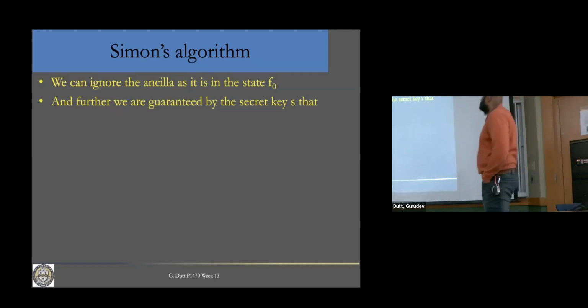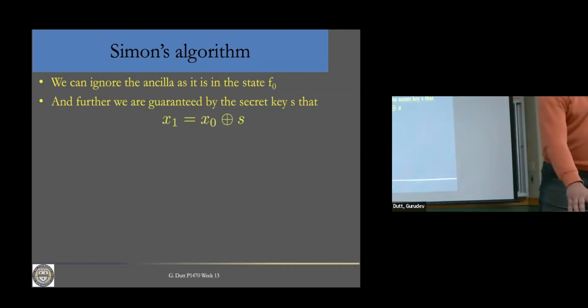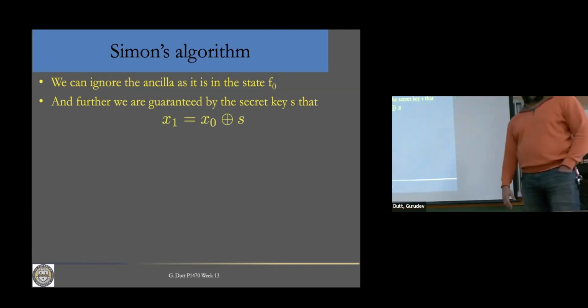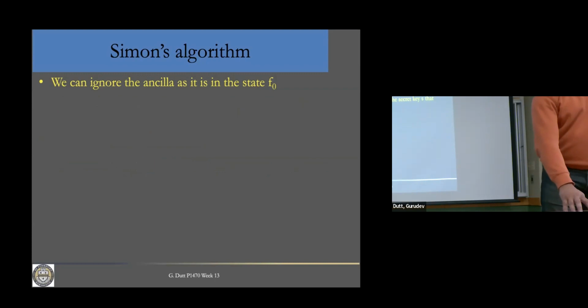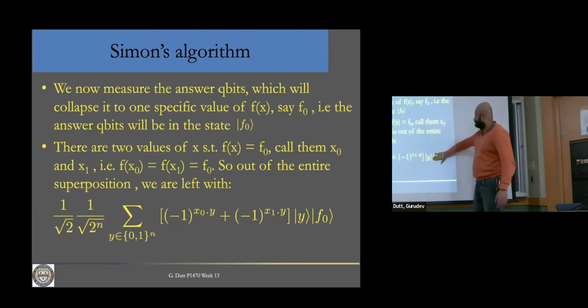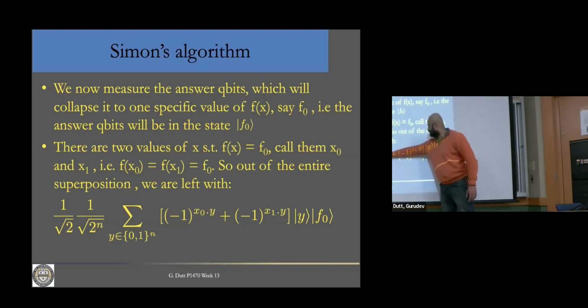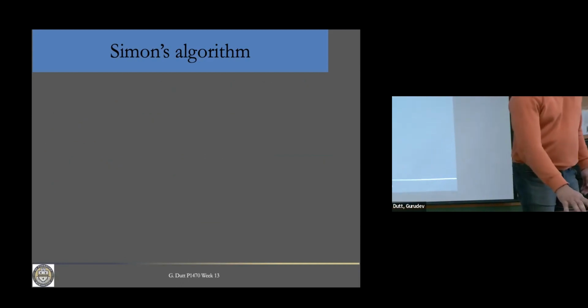Again, we ignore the ancilla, it's in the state F naught, and we're guaranteed by the secret key s that x1 equals x naught plus s. So that whole state, the coefficient of the state over here, is given to be -1 to the x naught dot y plus -1 to the x1 dot y.